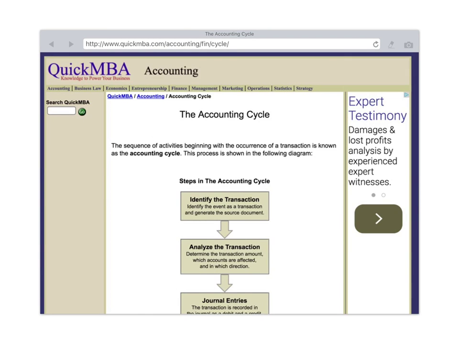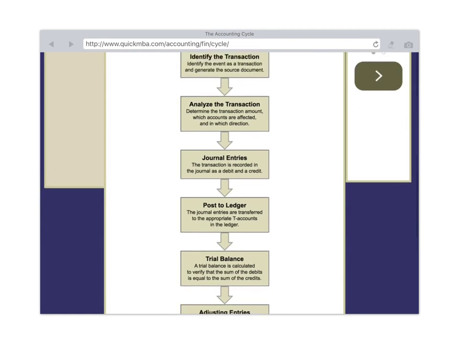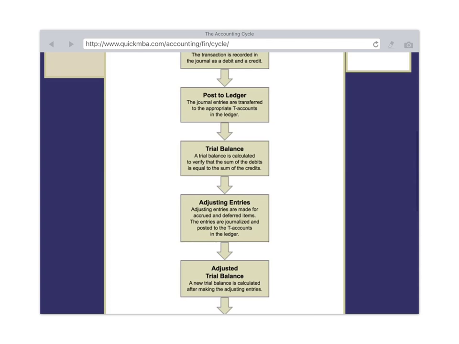So here are some words to go along with the picture from the previous slide. Again, the basic steps in the accounting cycle. You identify the transactions, analyze the transactions, decide which accounts are affected and in which direction, if it's a credit or a debit. You go ahead and make the journal entries, and these are usually done in chronological order. When you're done with whatever time period that you're working with, you post it to the various ledgers. Then you create a trial balance to make sure that the debits and credits match.